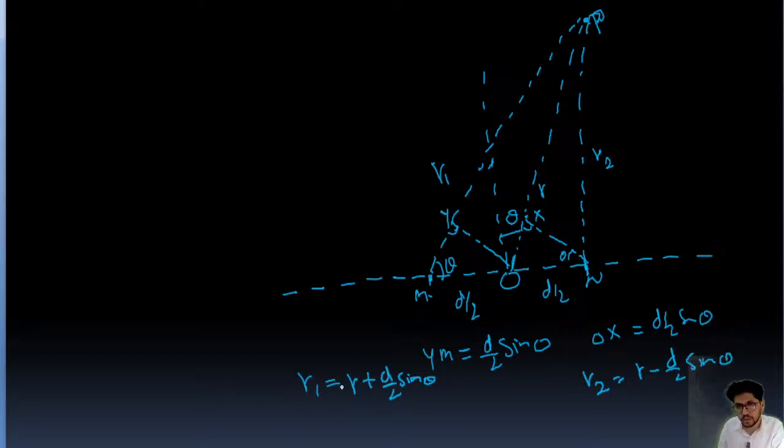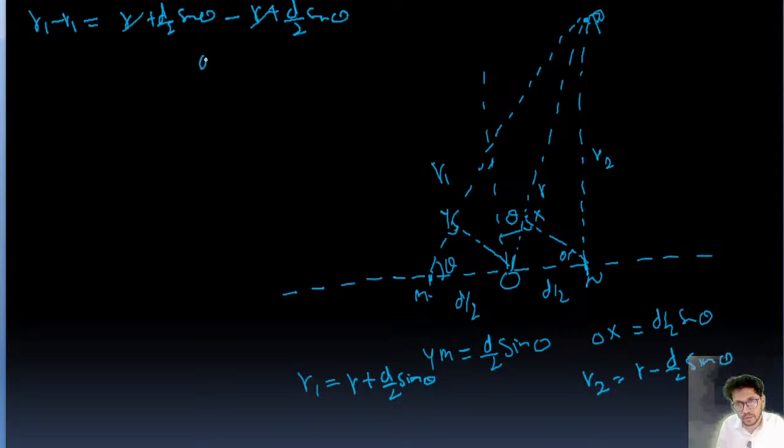Okay, so from here we can easily find out the phase difference, right? The path difference is going to be r1 minus r2, so that is r plus d by 2 sine theta minus r minus, minus, plus d by 2 sine theta. R will get cancelled, and this is going to be d sine theta. So this is the path difference, right? We can write delta. Delta is d sine theta.